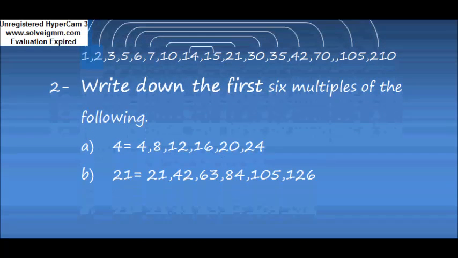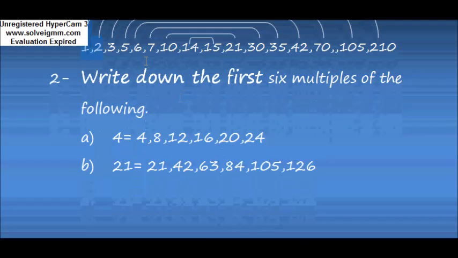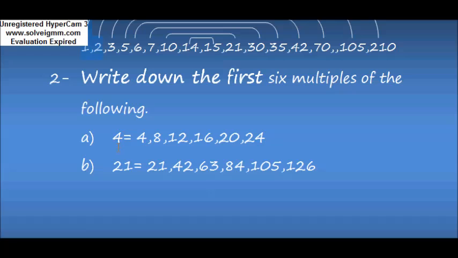Question number 2. Write down the first 6 multiples of the following. For example, in part A, you have to write the multiples of 4. In easy words, you can also say we are writing simply the first 6 expressions of the table of 4. So 4, 8, 12, 16, 20, 24. These are the first 6 multiples of 4.